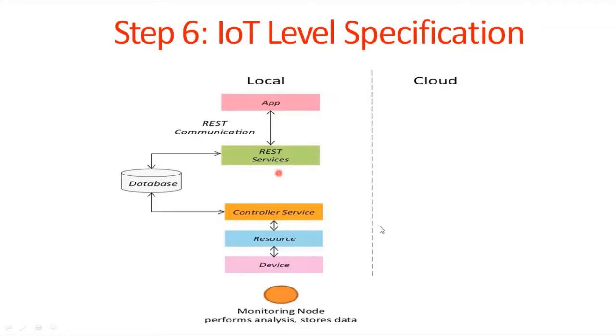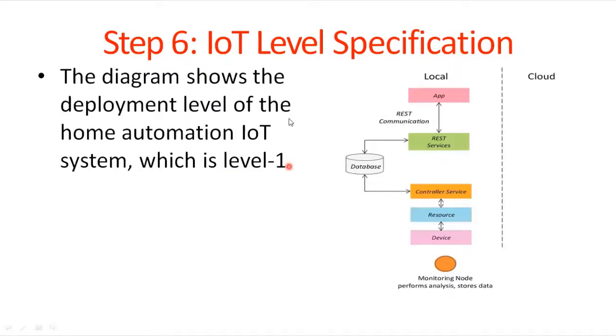That means not in, for example, a cloud, but on the device. You take the Raspberry Pi, Arduino, and then resources, the software components, controller services, databases, and REST services. That means the application is also local. That means it's a level one system. The diagram shows the deployment level of the home automation system, which is level one.